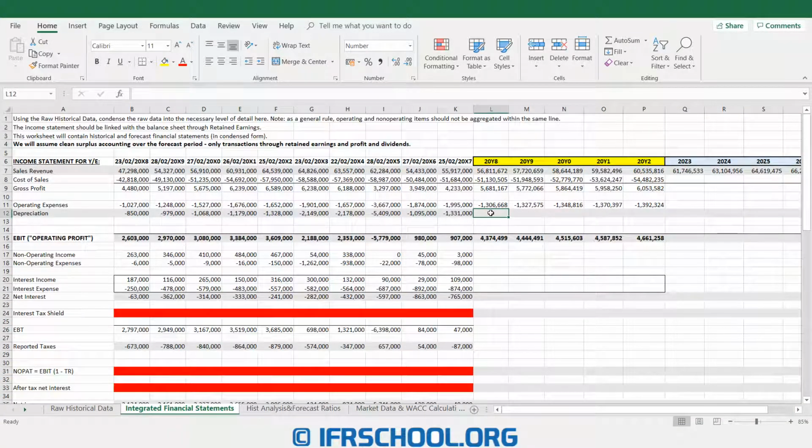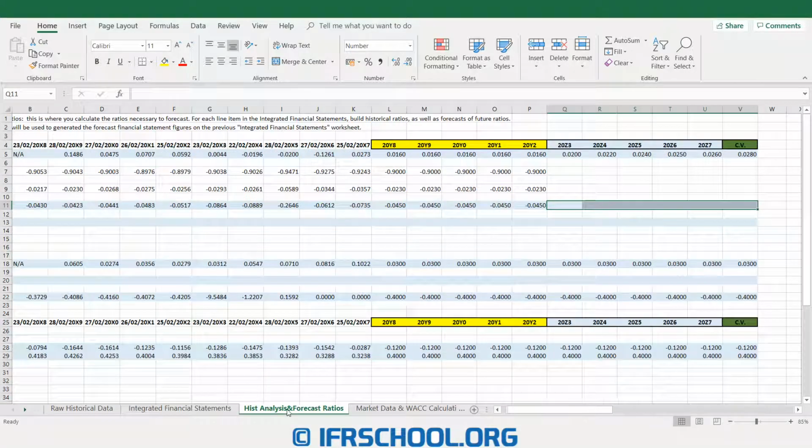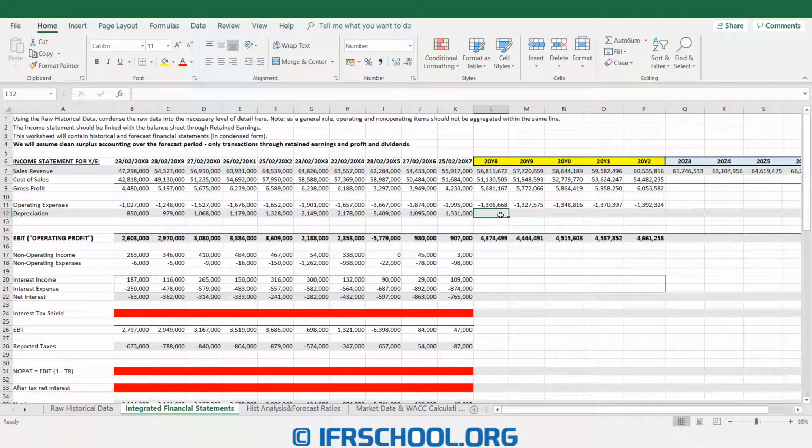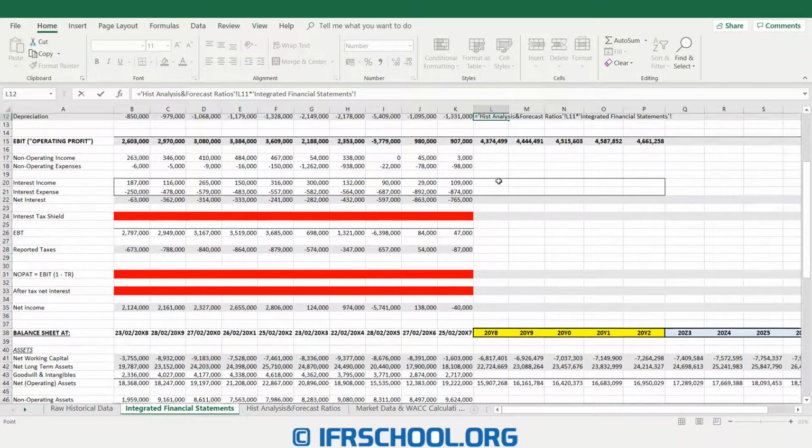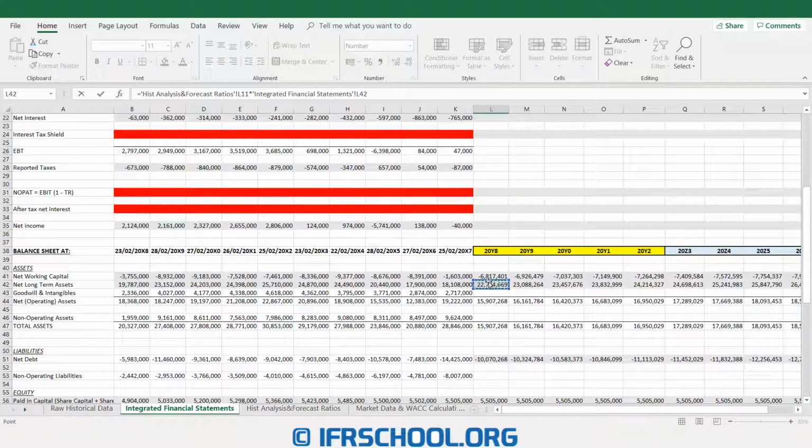Let's forecast the depreciation figures. I need to fill in the forecast ratios over the simplified forecast period. I will assume the ratio of depreciation to net long-term assets remains at 4.5% over the entire forecast period. To calculate the forecast values for depreciation, I apply the forecast ratio to the driver, which in this case is the net long-term asset balance.